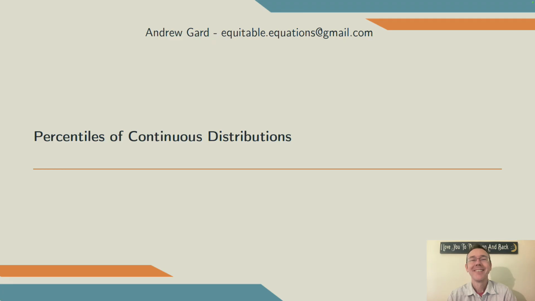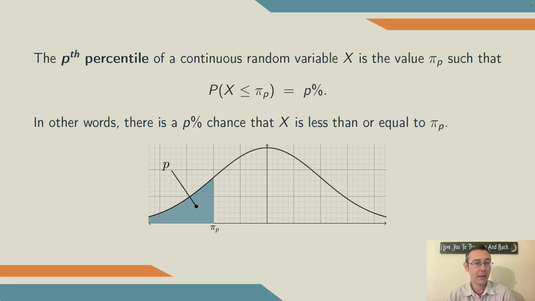Hey everybody. Today we're talking about percentiles of continuous random variables. The pth percentile of such a random variable is the value pi sub p such that there's a p% chance that x is less than or equal to pi sub p. So it's a value in the support of the random variable.